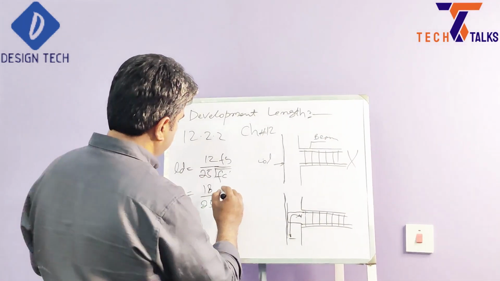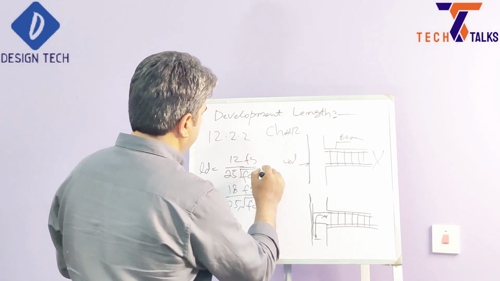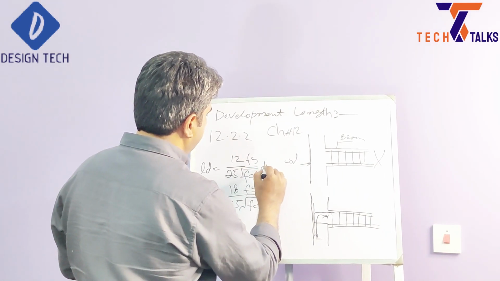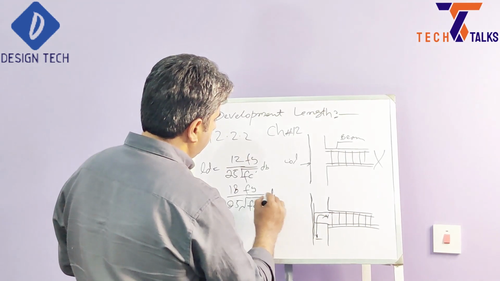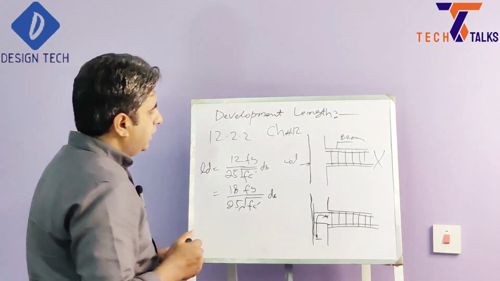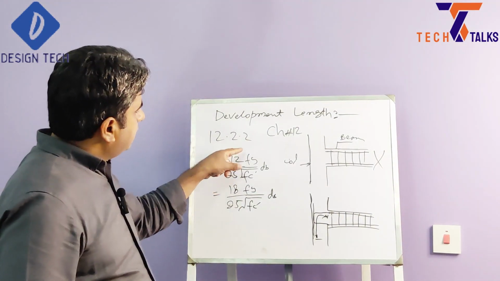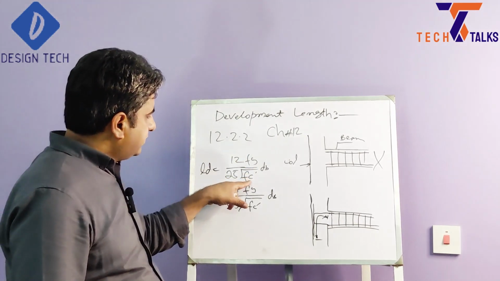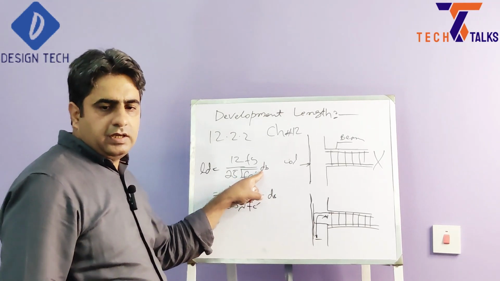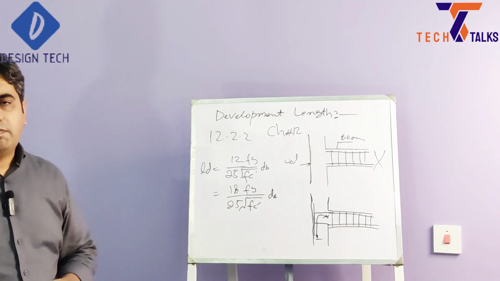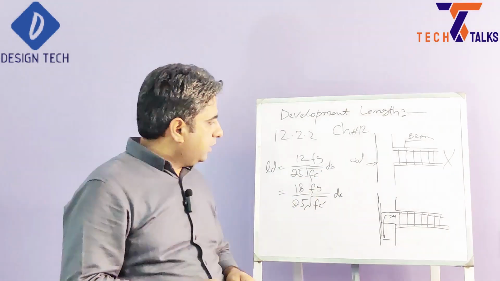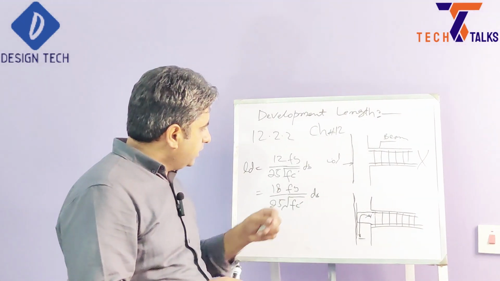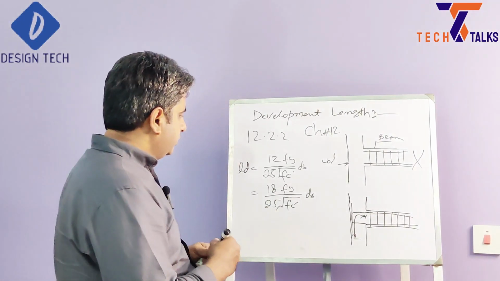In this formula, Fy is reinforcement strength, Fc dash is concrete strength, and dB is dia of bar. It depends on which dia you are using, then you can calculate according to this.